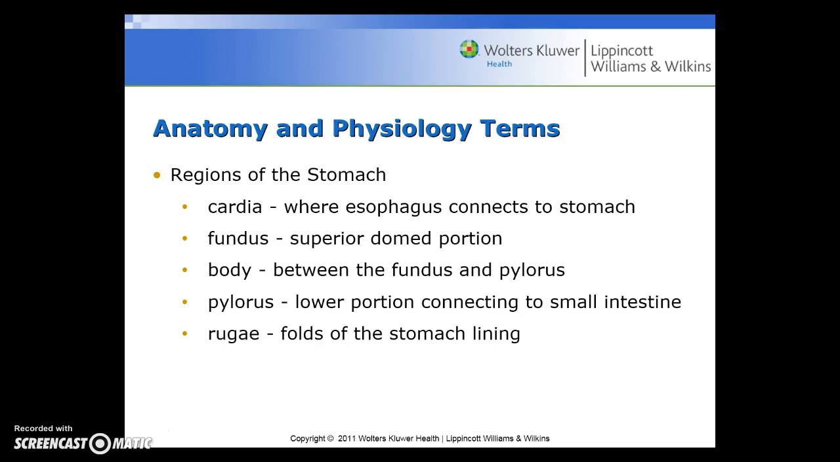Regions of the stomach from an anatomy and physiology perspective are the cardia, where the esophagus connects to the stomach. The fundus is the superior dome portion. The body is between the fundus and the pylorus. The pylorus is the lower portion connecting to the small intestine, and the rugae are the folds of the stomach lining.